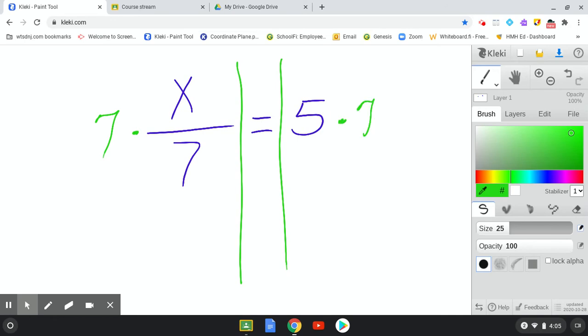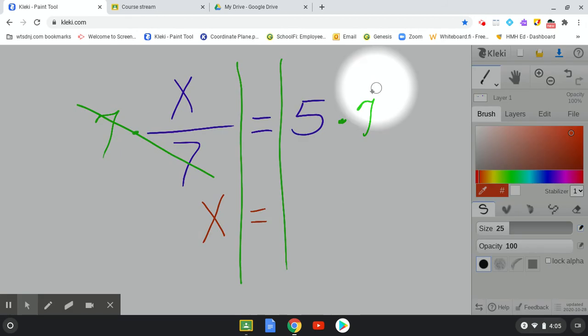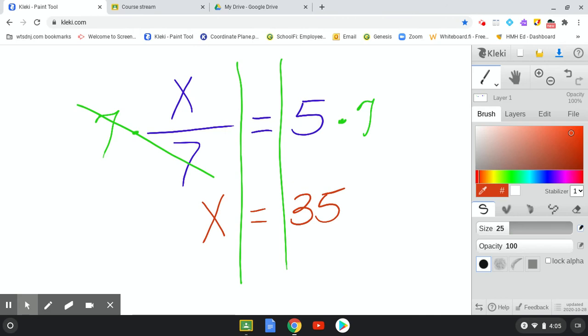Because remember, my goal is to get the variable by itself. So these 7s cancel. I'm going to drop down my x, drop down my equal sign. I'm going to take 5, multiply it by 7 to get 35. So this answer was x is equal to 35.